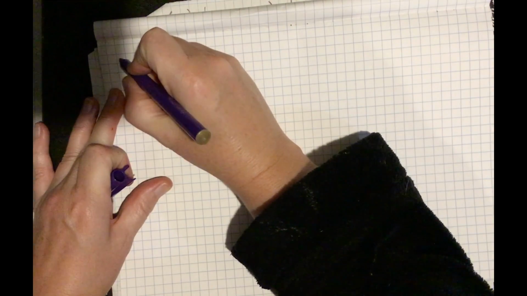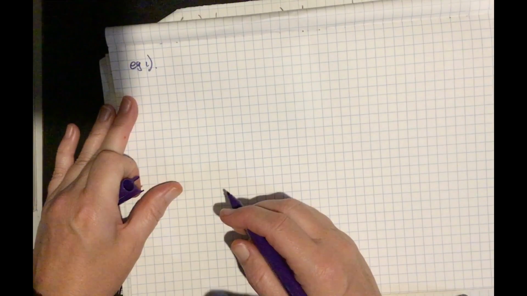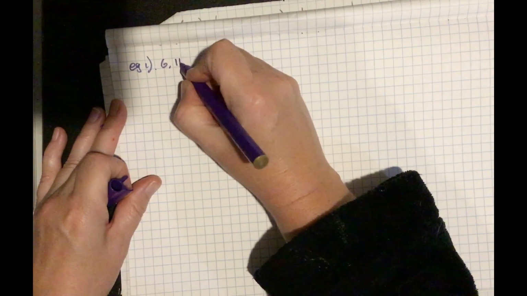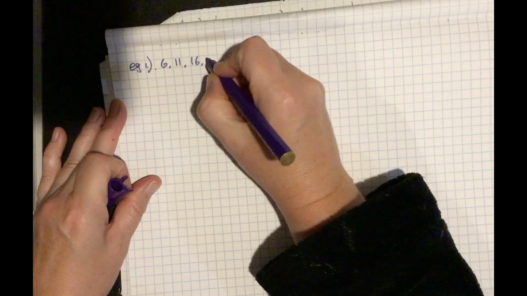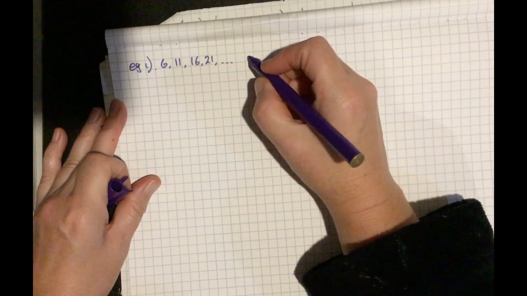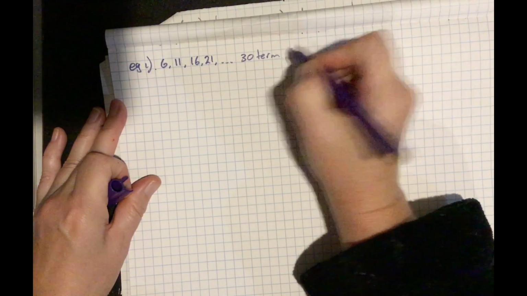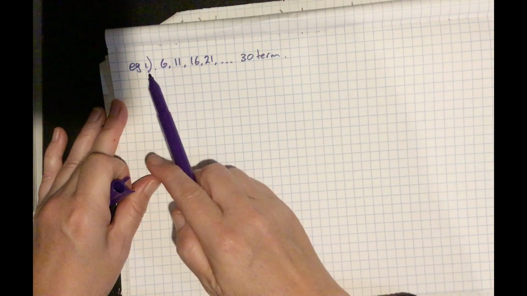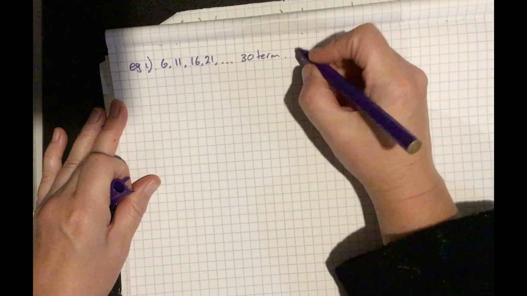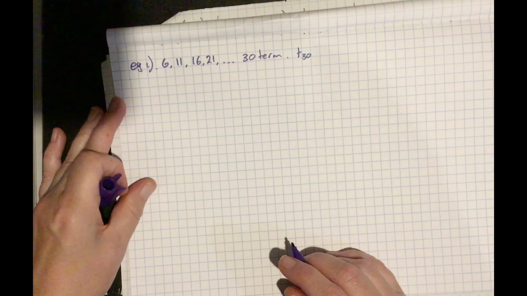Let's suppose we were given a sequence. We'll just call this example 1: 6, 11, 16, 21, and it carried on until we were asked to work out the sum of this series up until the 30th term. Remember, 30th term is the same as T30. They mean the same thing.